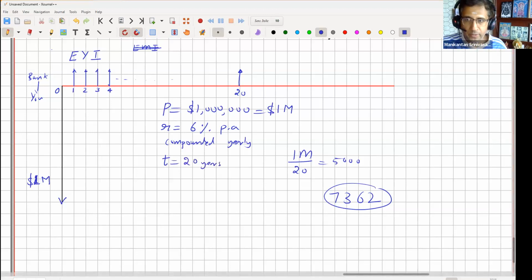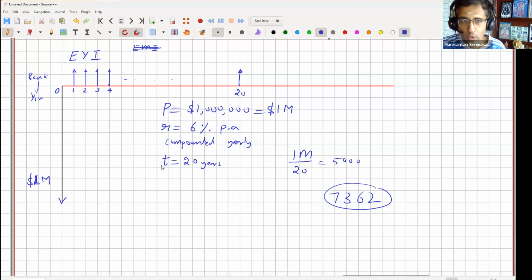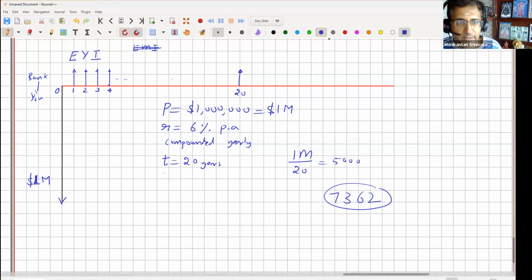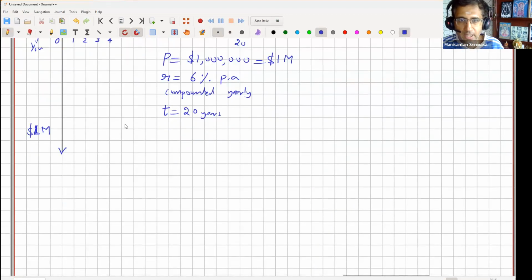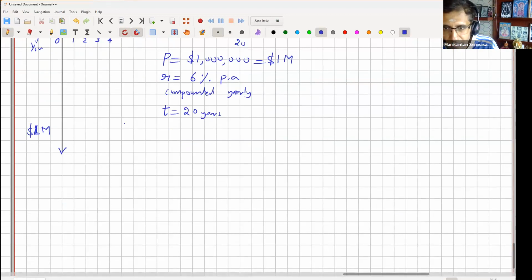Now you'll have to calculate what the equal installment is. Let's call that X. What should my X be every year that will make this a fair deal? So that's the question, right? Now let's work it out in general terms, and then we'll substitute and find an answer very easily. So let's put a table here.